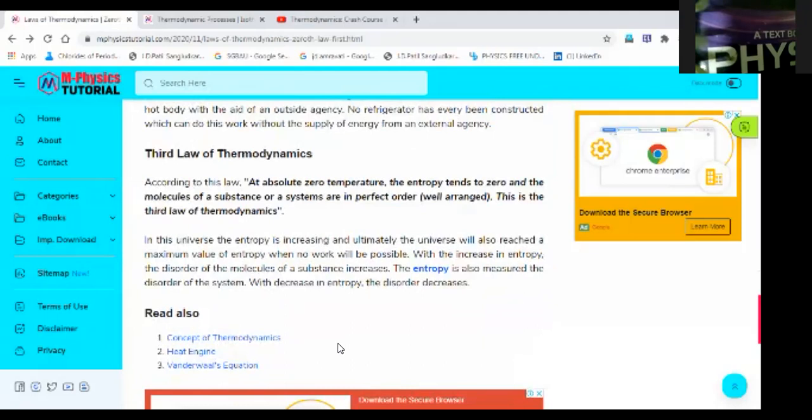According to the third law, at absolute temperature, the entropy tends to zero and the molecules of the system are in perfect order, well arranged. This is the third law of thermodynamics.